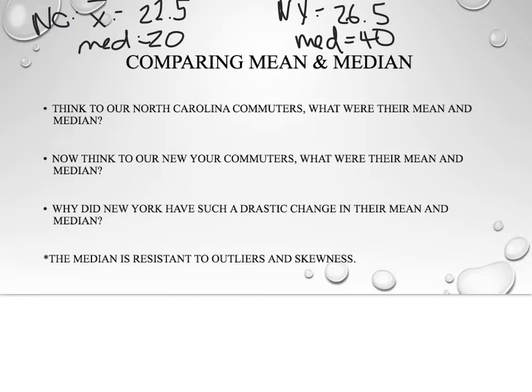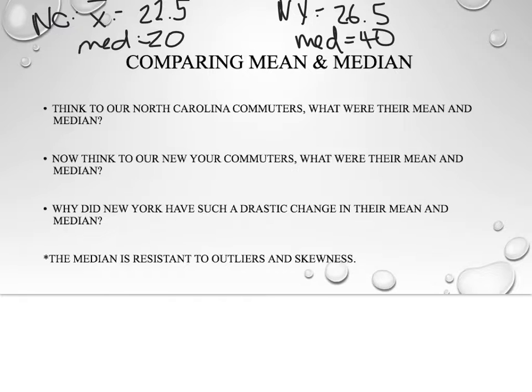So the first thing I want to talk about is comparing mean and median when we were talking about our New York commuters and our North Carolina commuters. Think to our North Carolina commuters, what were their mean and median? Well, our mean was 22.5 and our median was 20. Now think to our New York commuters. What were their mean and median? Well, our New York mean was 26.5, and the median was 40.